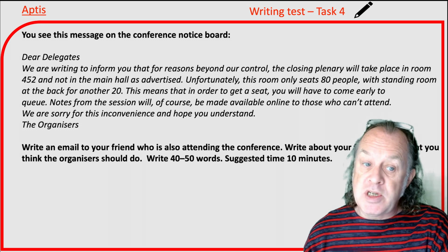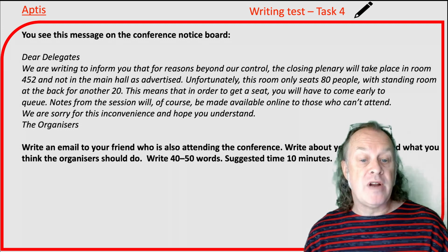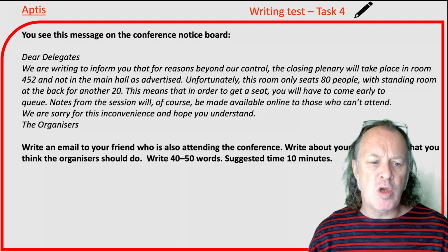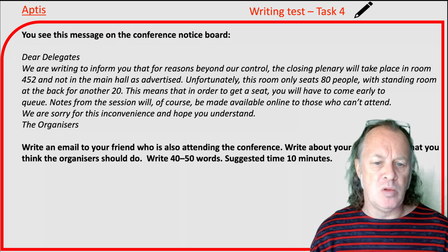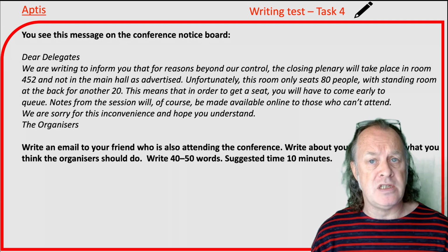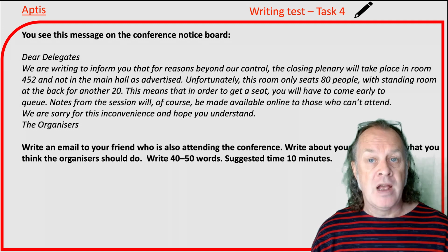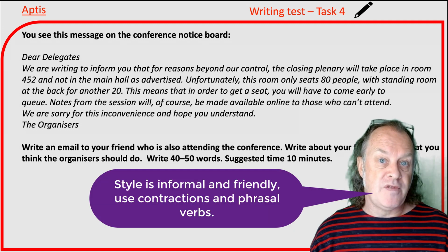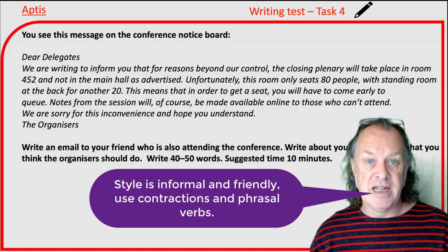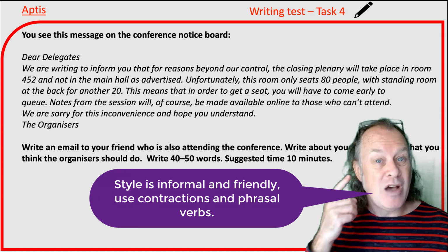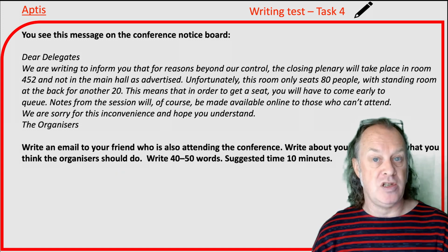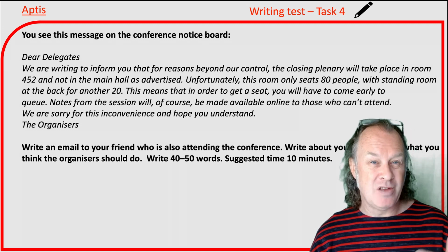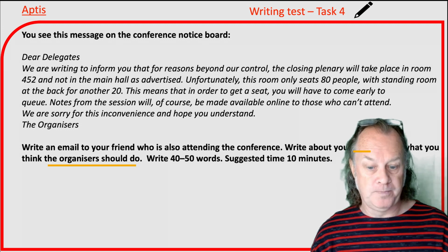And so the first question is, write an email to your friend who is also attending the conference. Write about your feelings and what you think the organisers should do. Write 40 to 50 words, suggested time 10 minutes. So if it's to your friend, the style should be friendly, informal, and use contractions, and it should sound as if you're chatting to your friend too. Okay, so it's the two things. So it's your feelings and what the organisers should do.